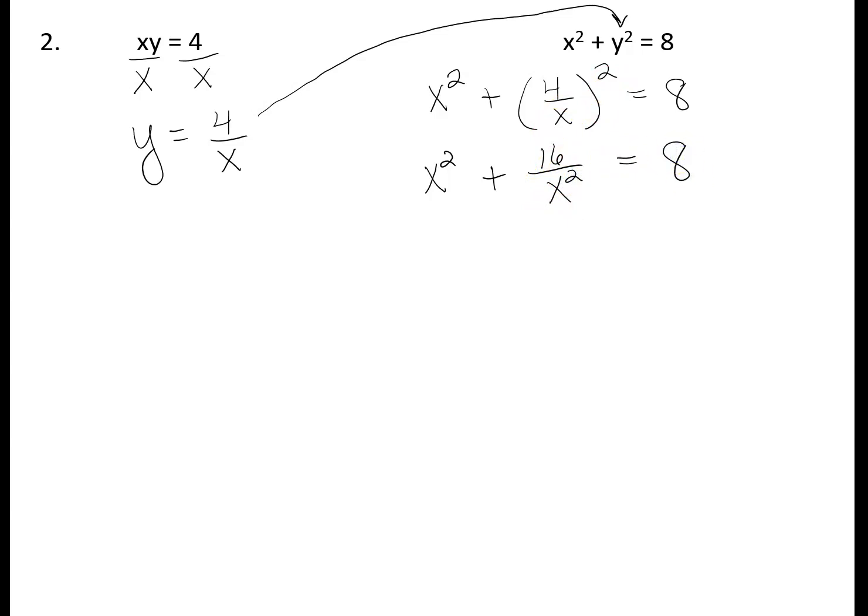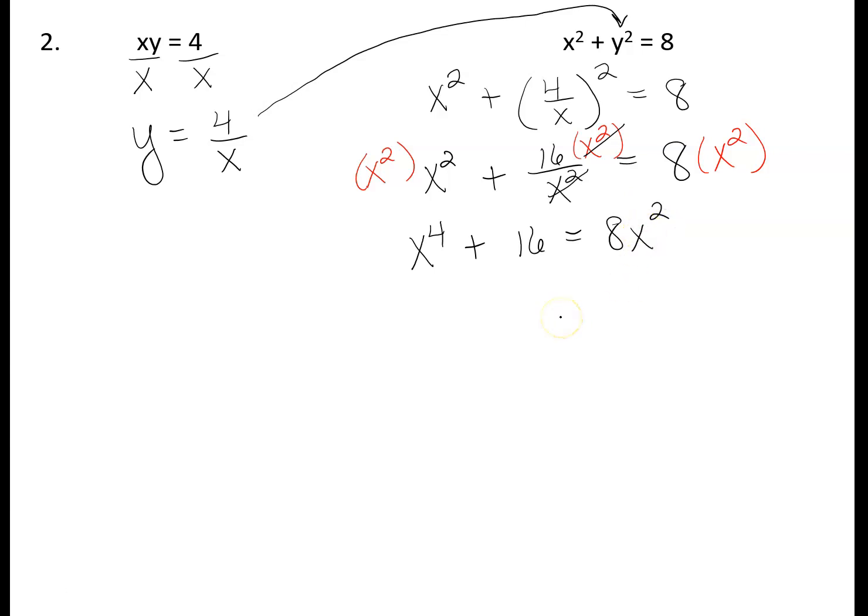Now this is actually a rational equation because it has a variable in the denominator. We want to get rid of that fraction by multiplying by the LCD. Since x squared is the only denominator, that is the LCD. So we're going to multiply every term by x squared. And let's write down the result of that. So x squared times x squared would be x to the 4th, plus, we're going to cancel those, so it'll just be a 16, and then we've got 8x squared.